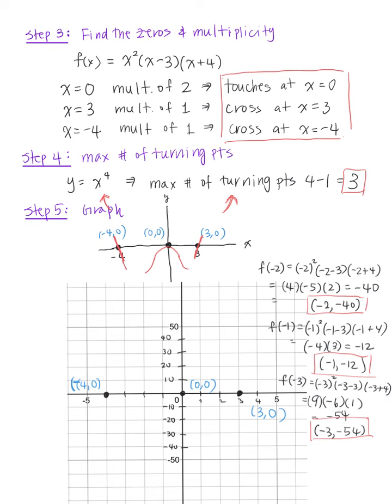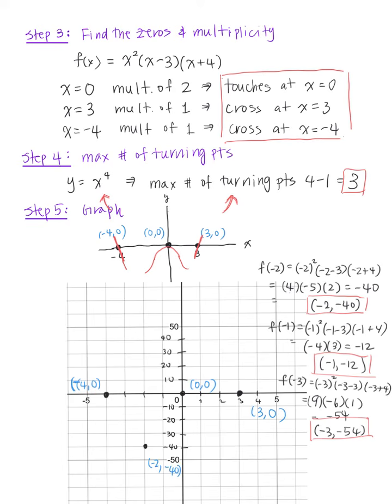Okay, so we have (-2, -40). So for sure it's going to go through this point here. So let me just jot that out. So this point here is (-2, -40).